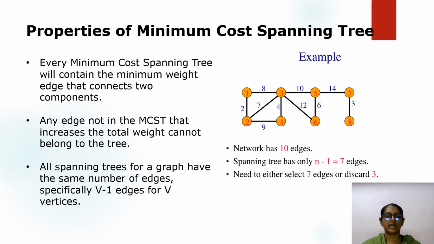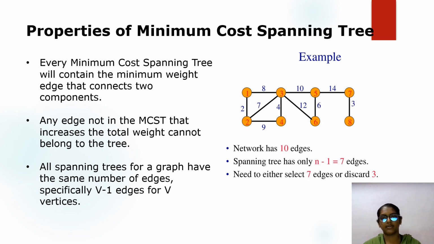Properties of minimum cost spanning tree. Every minimum cost spanning tree will contain the minimum weight edge that connects two components. Any edge not in the minimum cost spanning tree that increases the total weight cannot belong to the tree. All spanning trees for a graph have the same number of edges, specifically v minus 1 edges for v vertices.